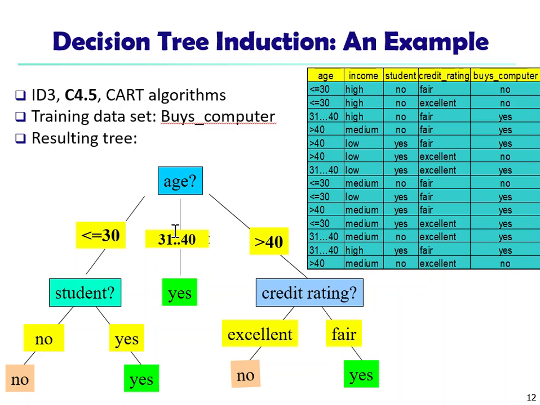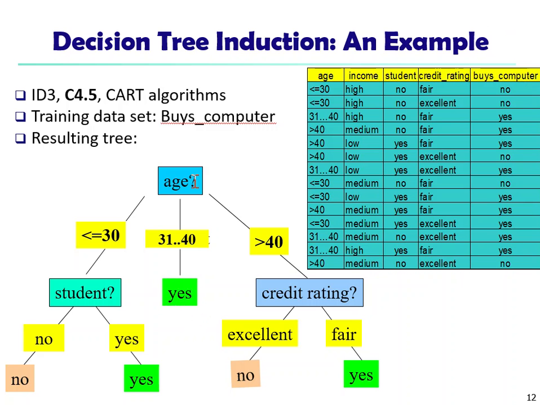So let's look at the tree. What we notice is that this tree has one root, and starting from the root node, the node can be split into multiple branches, and a branch can have additional nodes on its path, or it can actually reach a label. This is the final label, the yes/no buying-computer label here.